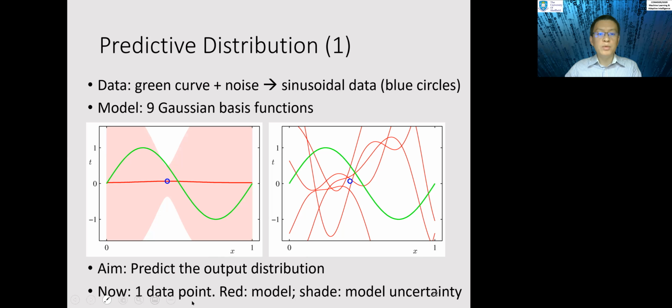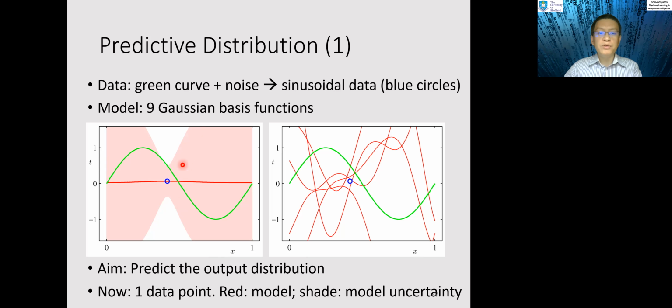After we observe one data point, here is our current output distribution, the predictive distribution. This red line is the mean of this distribution, and the shade over here indicates the model uncertainty. These are basically the variance. We can see that near the observed data point, the uncertainty is much lower than other places.